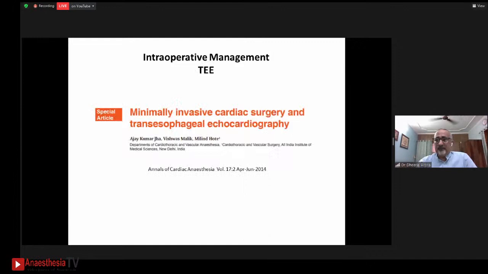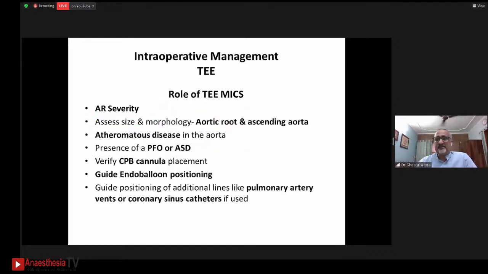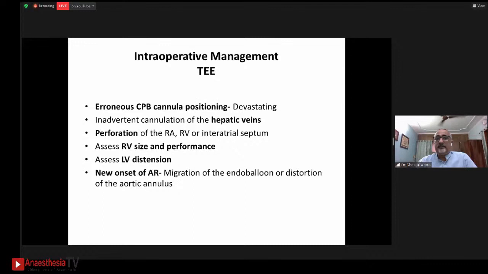And this is an important paper from AIIMS. What is the role of transesophageal echo in minimal access cardiac surgery? They have shown that it is used to assess AR severity, to assess the aortic root and the ascending aorta, the atheromatous disease of the aorta, PFO, ASDs, to guide the endoaortic balloon positioning, and then to guide additional lines like PA vents. Sometimes we have to put the pulmonary artery vents or the coronary sinus catheter for cardioplegia.